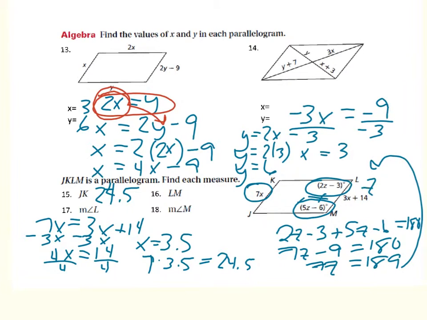And that makes z equal to 27. Now, just like before, I found z, but I didn't answer the question. They asked me to find the measure of angle L. That means I need to substitute that back in. So 2 times 27 minus 3 gives me 54 minus 3, which gives me 51. So angle L is 51 degrees.